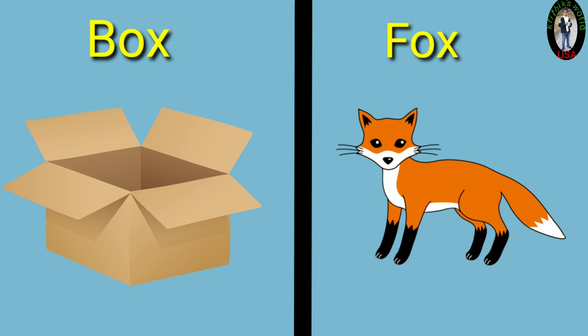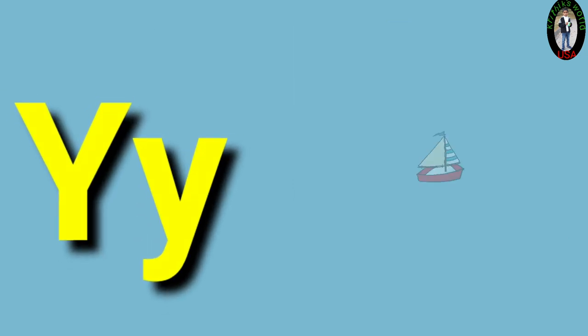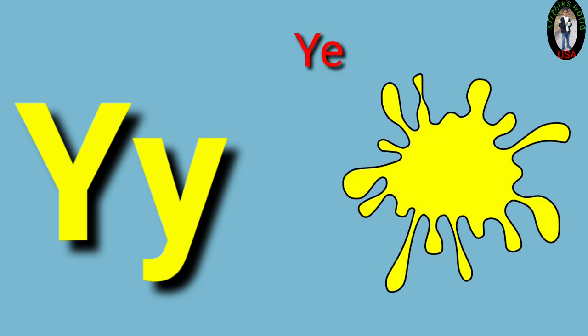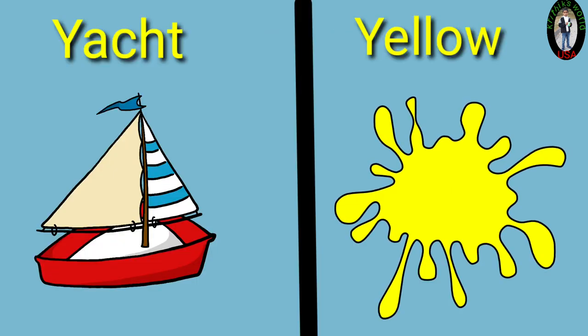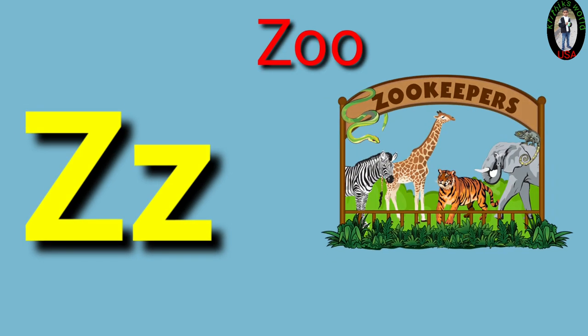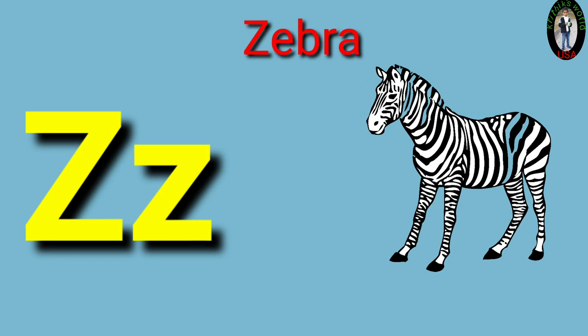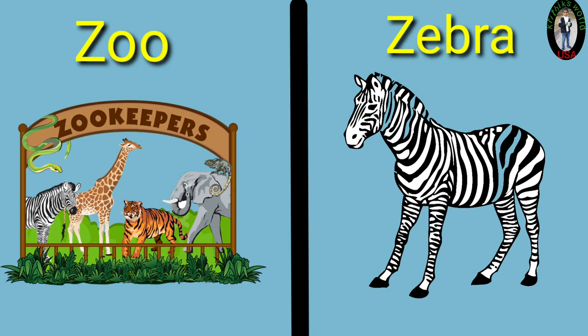Box, fox. Y for yacht, Y for yellow. Yacht, yellow. Z for zoo, Z for zebra. Zoo, zebra.